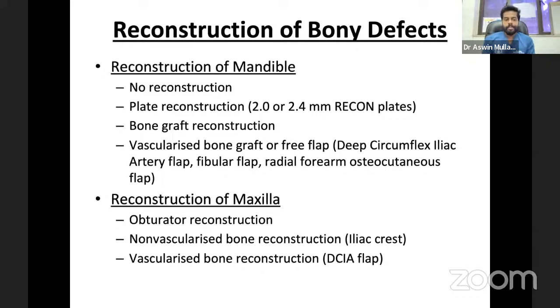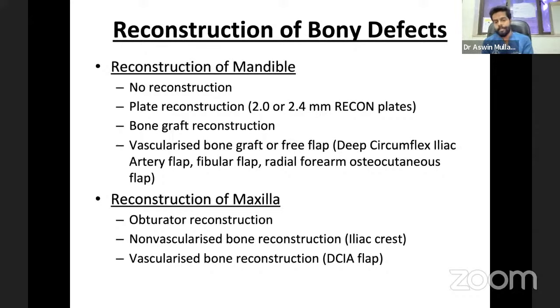Then the ideal choice for the reconstruction of mandible is vascularized bone graft. The best thing is fibula, fibular flap, free vascular, microvascular fibula. So why fibula? Because we can reconstruct the entire mandible with the fibula bone stock. It will get around 26 centimeter length. So we can fold it down and make it as a double barrel, like a gun, and we can put osseointegrated implants for dental rehabilitation in future. That is the one aspect.